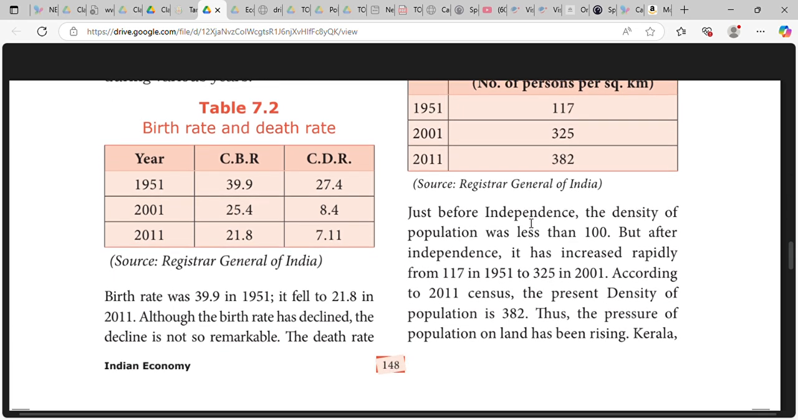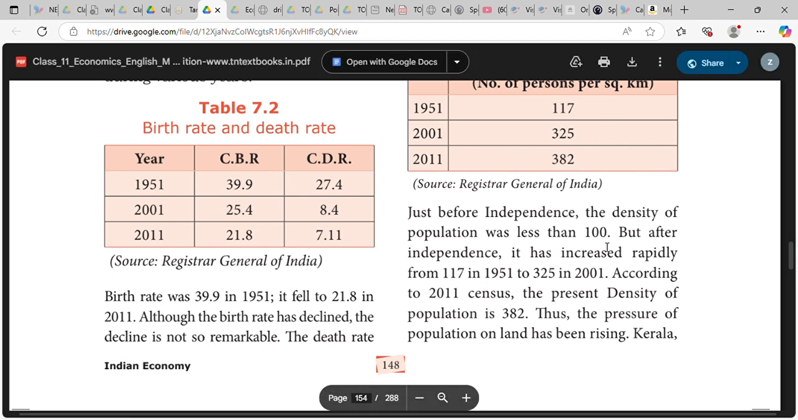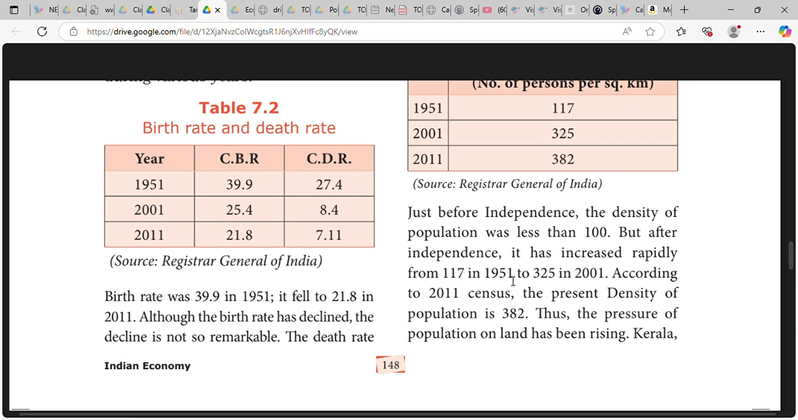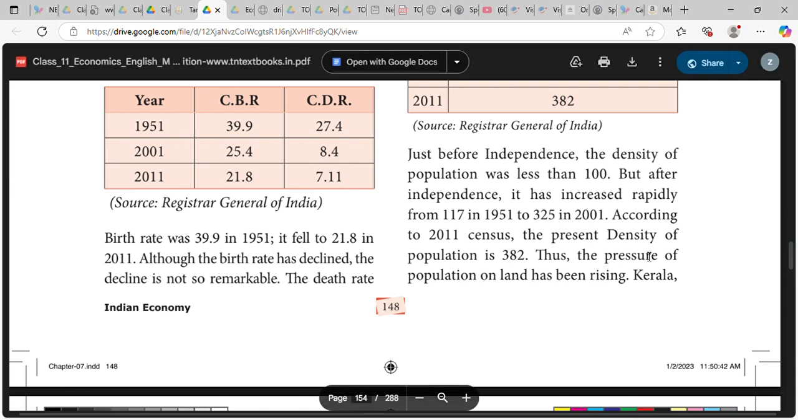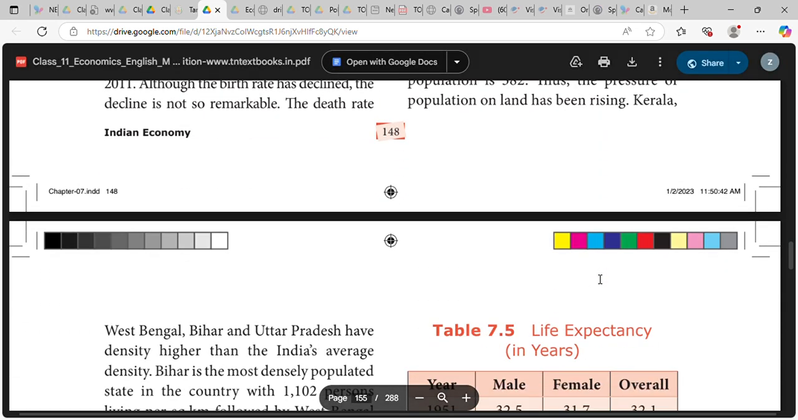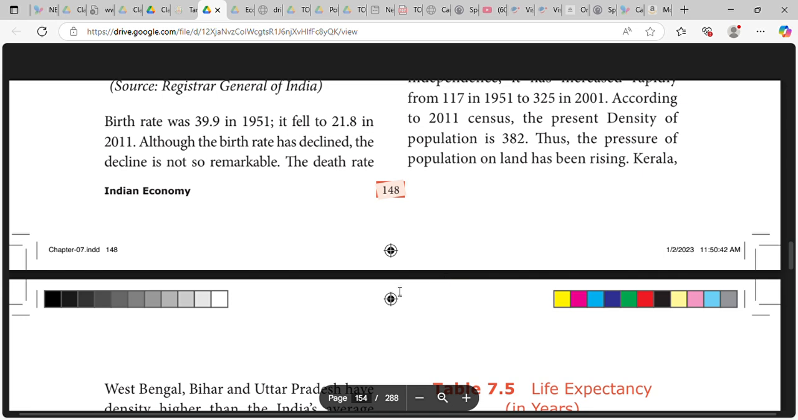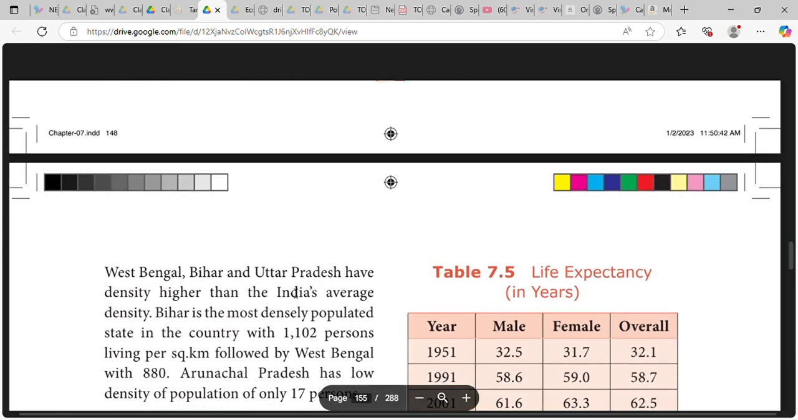In 2011, the density was 382 persons per square kilometer. Just before independence, the density of population was less than 100, but after independence it has increased rapidly. According to the 2011 census, the present density of population is 382. The pressure of the population on land has been rising.